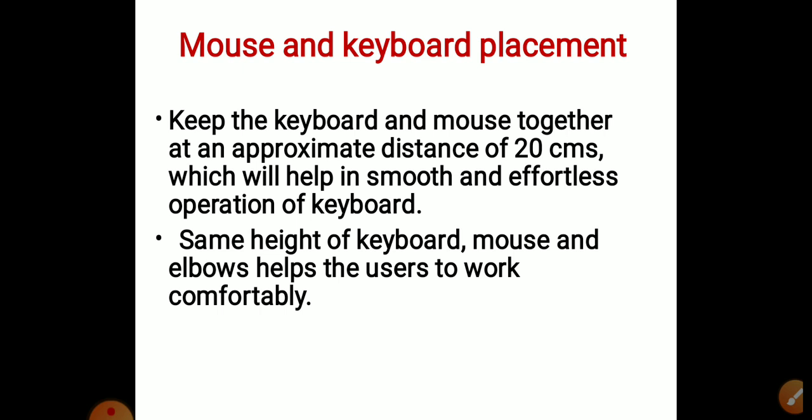Keep the keyboard and mouse at an approximate distance of 20 centimeters, which will help in smooth and effortless operation of the keyboard. At least 20 centimeters, and they should be kept separately on the table. The same height of keyboard, mouse and elbows helps the user to work comfortably. Your keyboard, mouse and elbows should be at the same height.